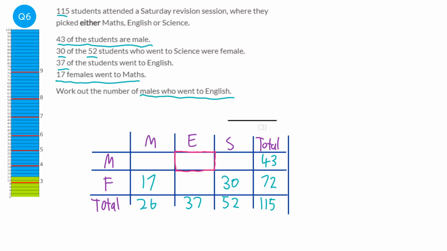But you can't work that out directly, we've got to kind of go around and work out what we can. So the next thing we can do is work out this bit here. So the total females 72, the females who went to maths 17, females who went to science 30, so that leaves 25. And then you can see here we can work this out. So the total was 37 who went to English, 25 females, and so that means there will be 12 males.